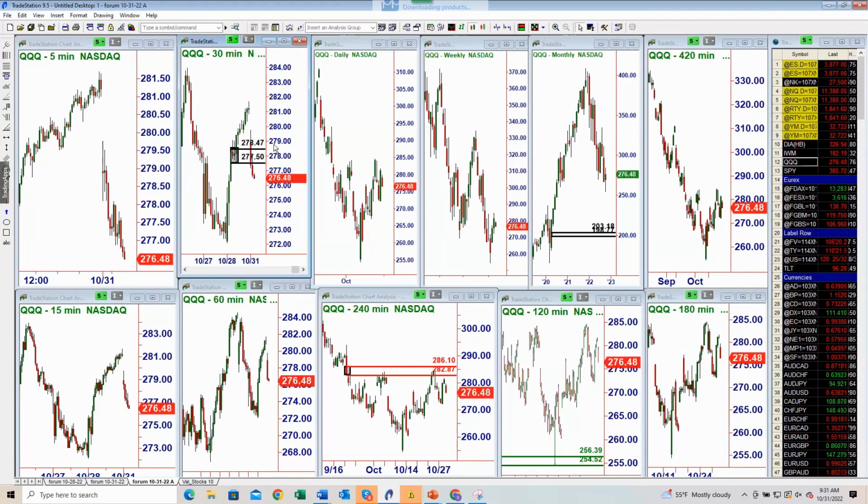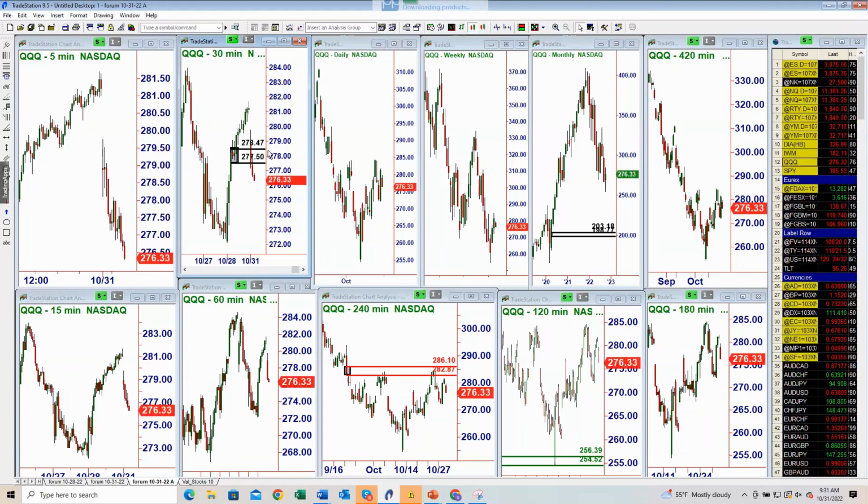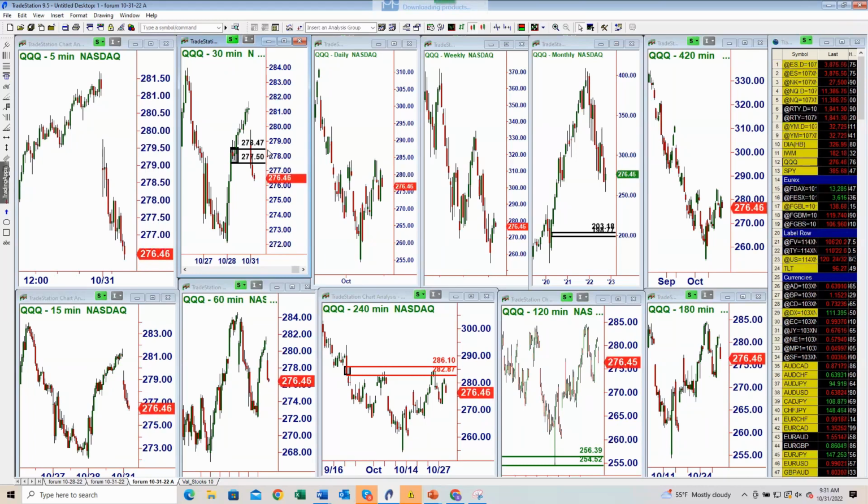So that's one of the big things that qualifies a zone for us, is that profit zone. If we don't have at least a profit zone of 3%, we don't take the trading opportunity. No matter how good the supply or demand zone is, if we don't have a profit zone of at least 3%, we don't take it.